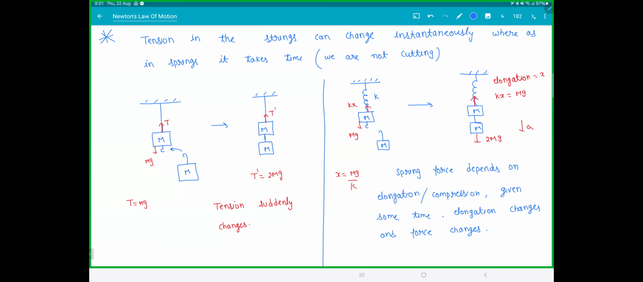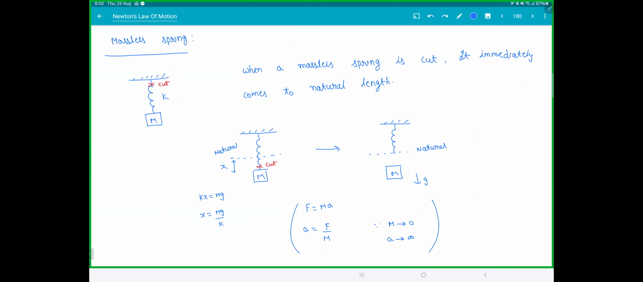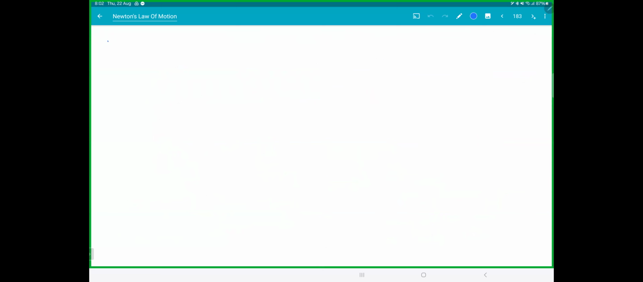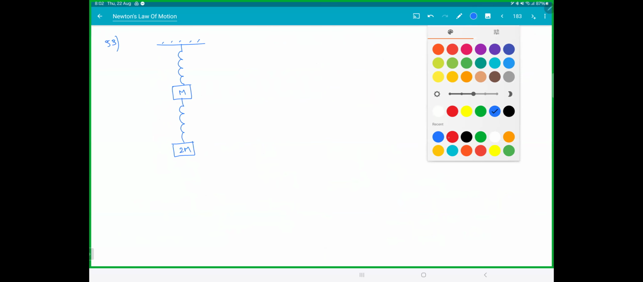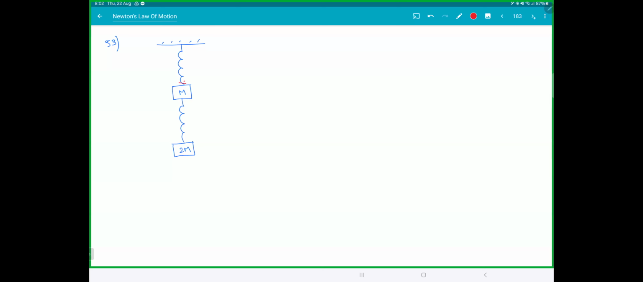Let's see a question. We have a block here, M. We have a block here, 2M. This is point A, this is point B. Initially, the system is at rest.